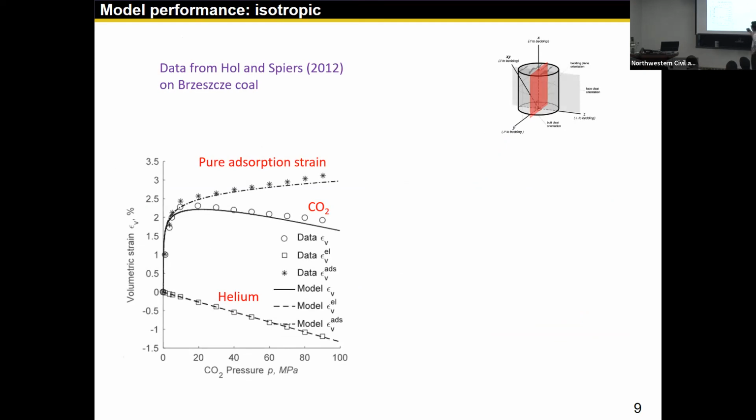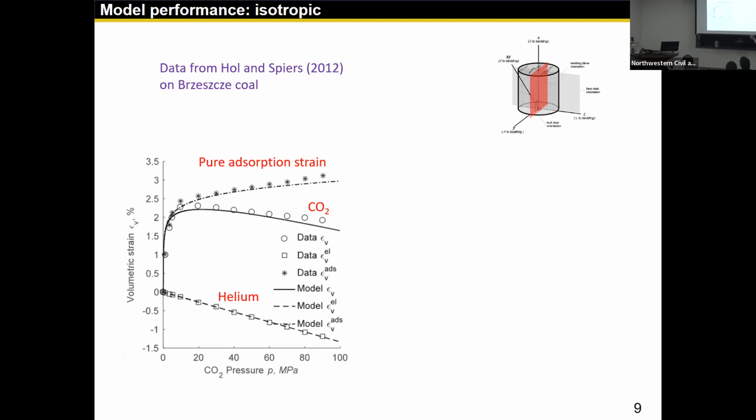The open circles are data from carbon dioxide injection. You can see swelling of about 2% strain. They also did the same test with helium gas. Helium is an inert gas, so it doesn't interact with the pore wall. So whatever you see here is a pure poroelastic compaction component.